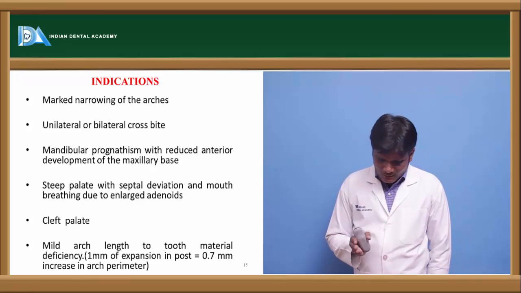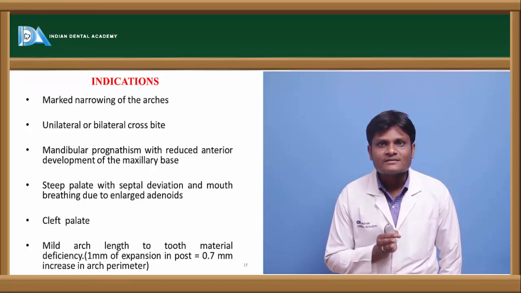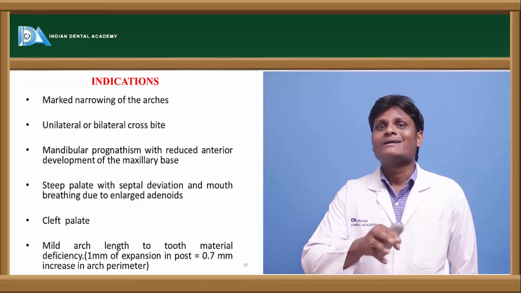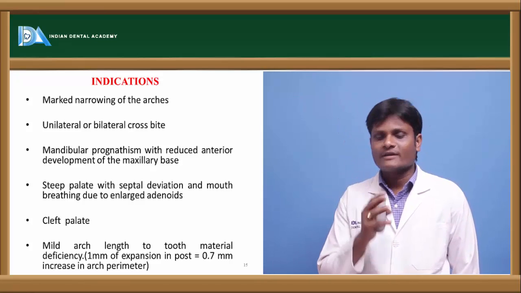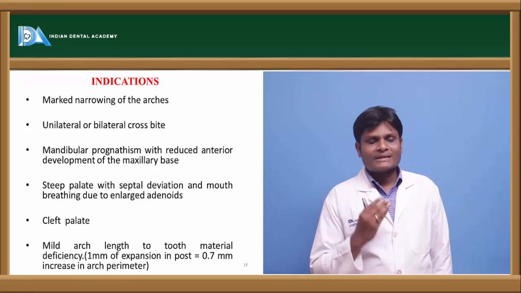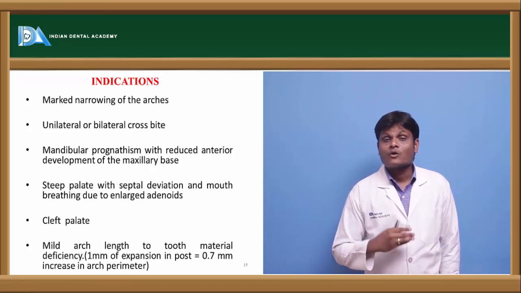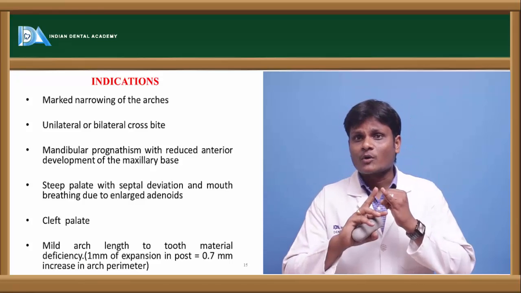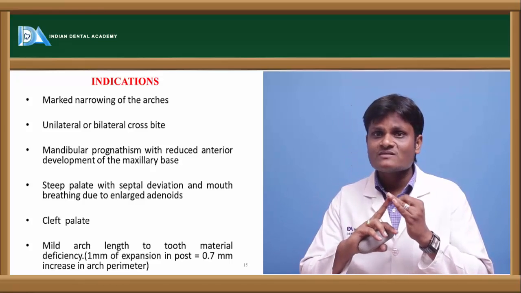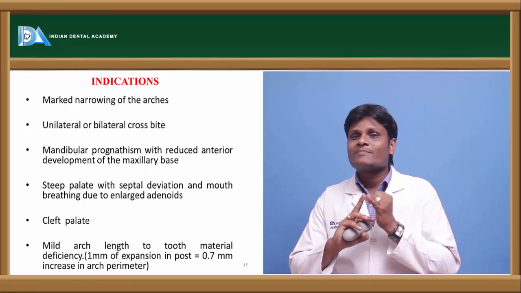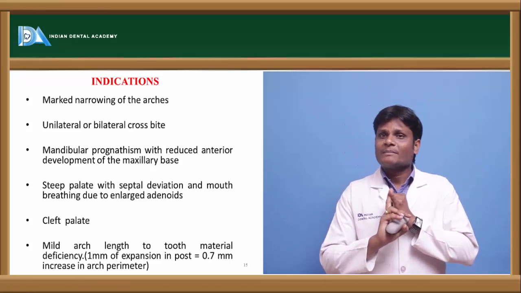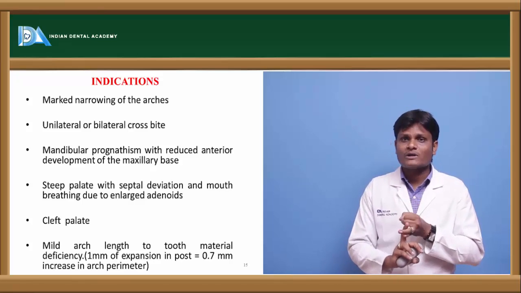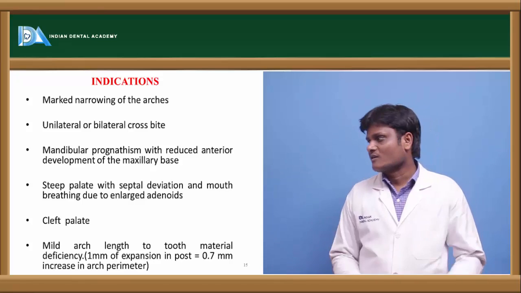Expansion can also be done in cases where we require some amount of space in order to decrowd the dentition. As I told you before, the methods of obtaining space for correction of malocclusion in orthodontics are proximal stripping, extractions, and expansions. So expansion can be used as a method of obtaining space to reduce crowding and proclination in malocclusion cases.